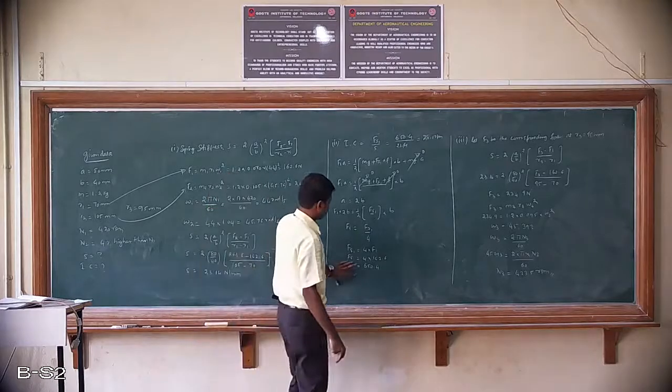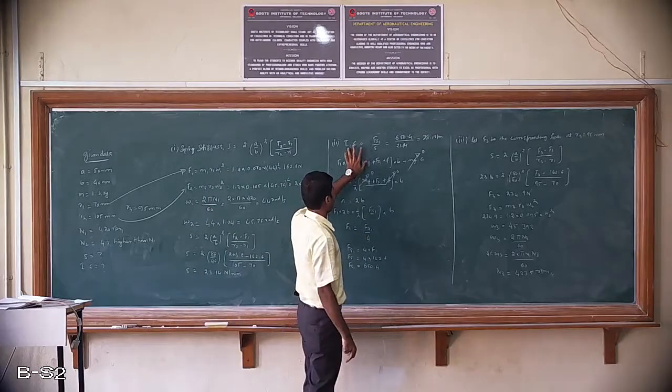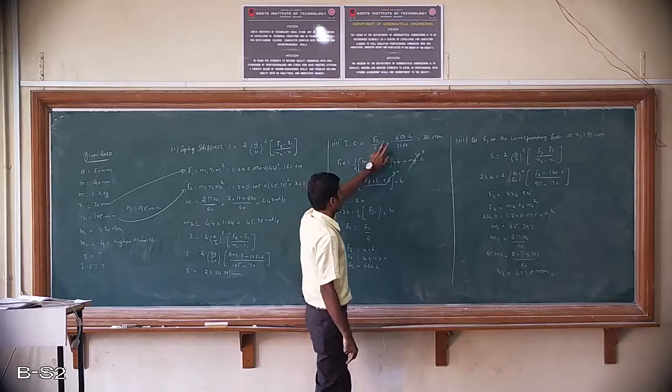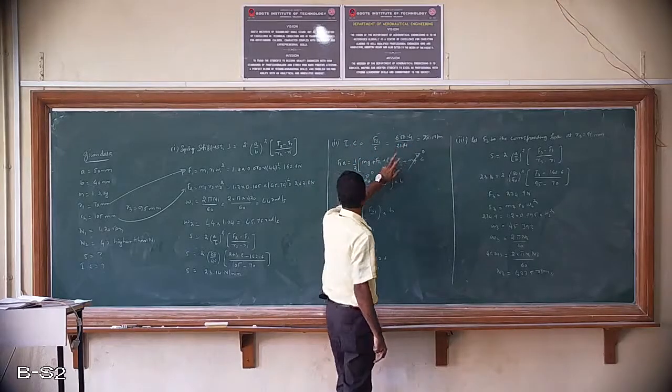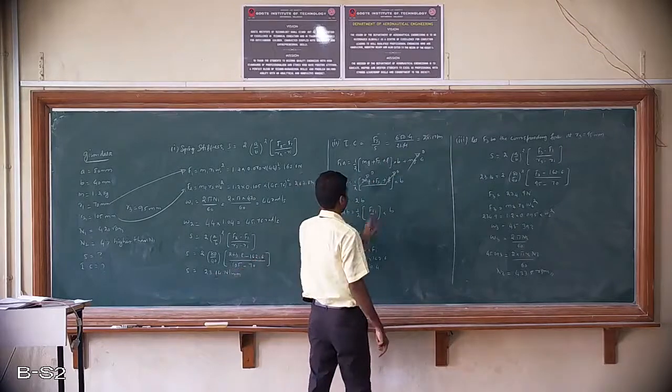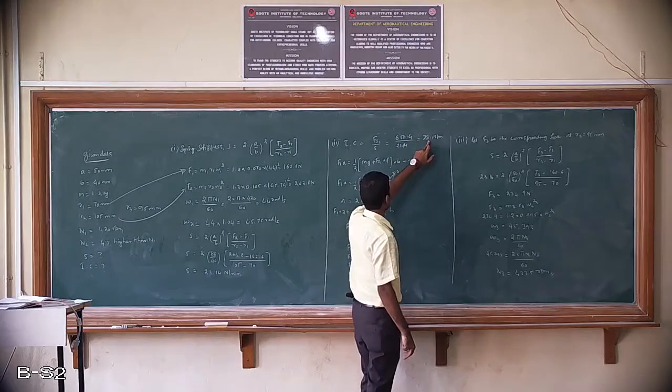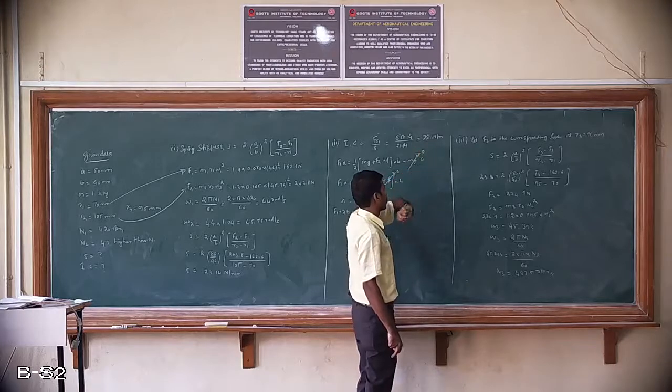Now substitute this value of Fs1 into the equation of initial compression, that is Fs1 by S. So it becomes 650 divided by S, which you have already calculated as 23.14. So you will get the value of initial compression as 28.1 mm.